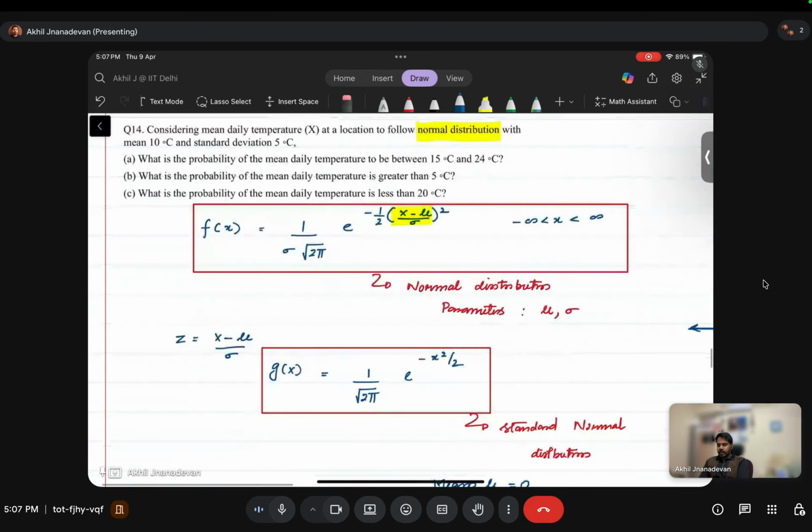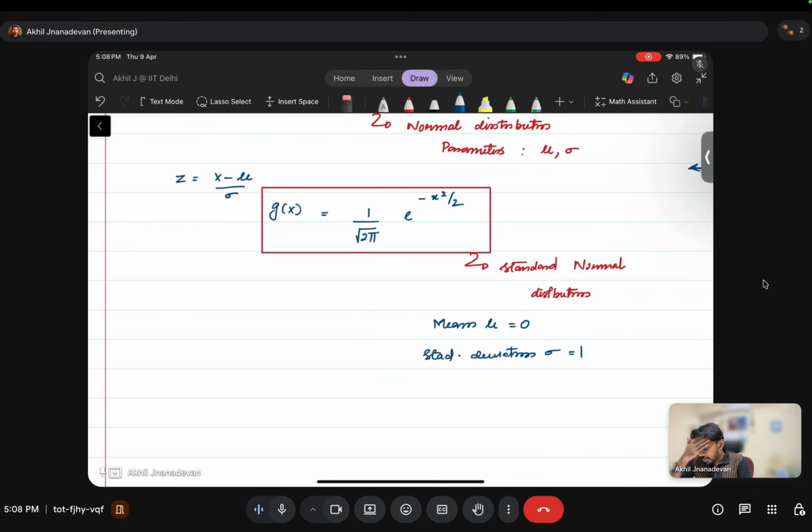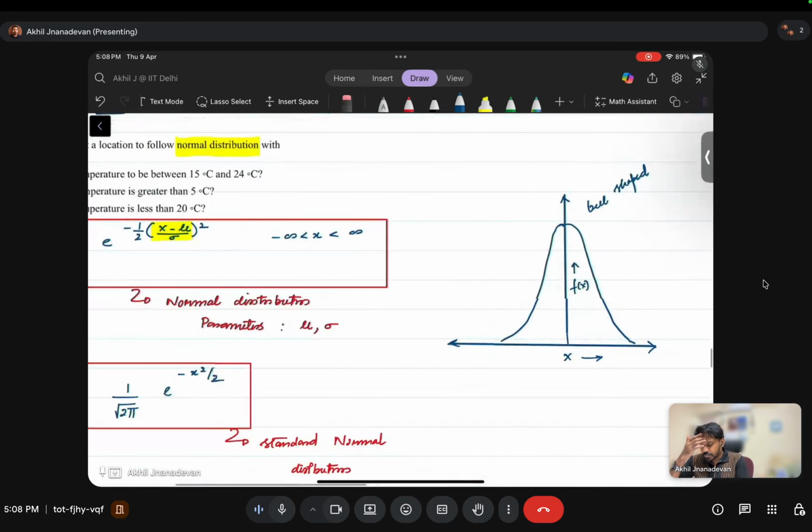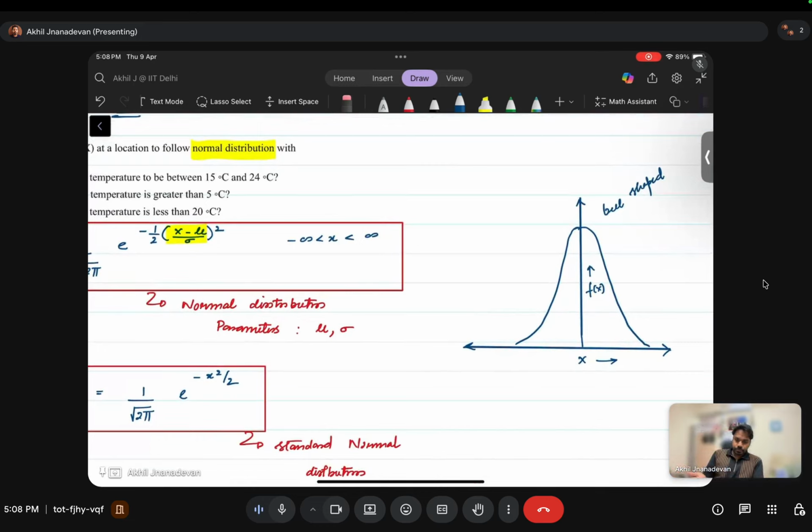The shape of the bell-shaped curve will vary for different means and different variances, right? So this location will be mu. Based on the change in mu, the distribution is symmetric with respect to mu. So with the changing values of mu, this will also change.